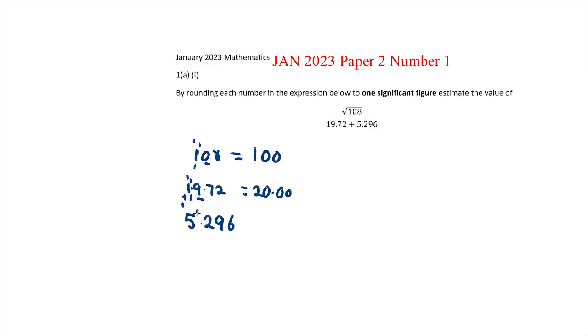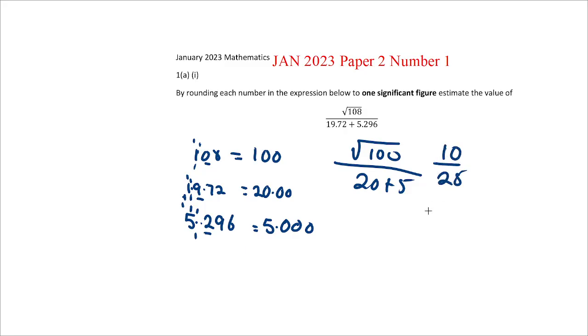5.296 to 1 significant figure. 2. This is less than 5. So it will be 5.000. So the question is now square root of 100 divided by 20 plus 5. Square root of 100 is 10. 10 divided by 25 is equal to 2 over 5, or if you want to put it as a decimal, 0.4. And that is your answer for this question. That is how you would do this question.